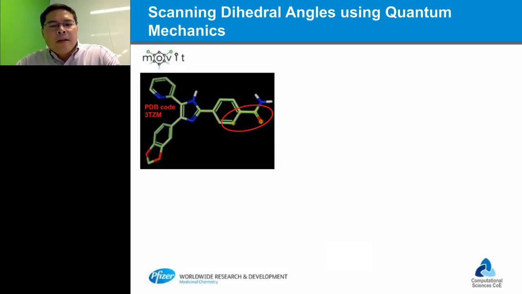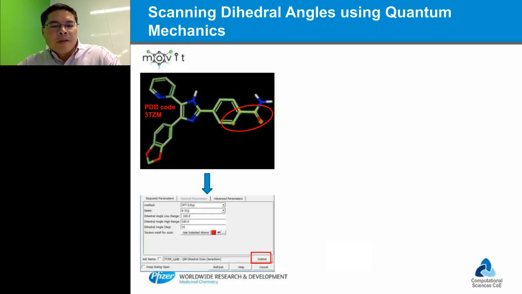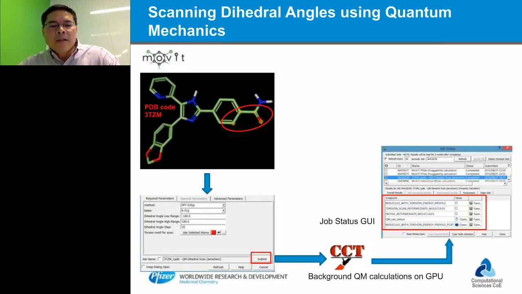We've also now extended CCT into the quantum mechanics world, and this is made possible because of the advent of GPU computing. So in this case, in MoveIt, you specify the torsion angle through these four atoms, prepare the job for submission, the method, the basis set, the torsion angle scan parameters, push a button. And then in this case, because of the length of the calculation, it's running behind the scenes quantum mechanical calculations on GPUs, and the results are managed by a job status GUI that tracks, among other things, the endpoints of the calculation that you're interested in and other jobs that you've also submitted behind the scenes in a non-interactive way.